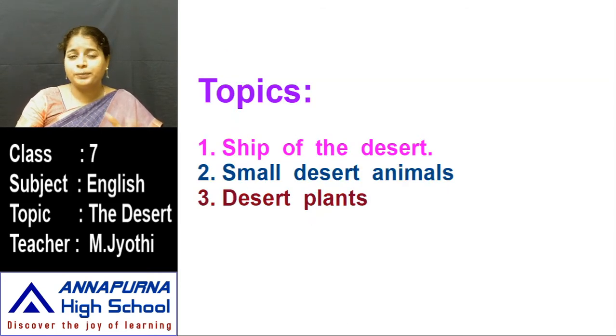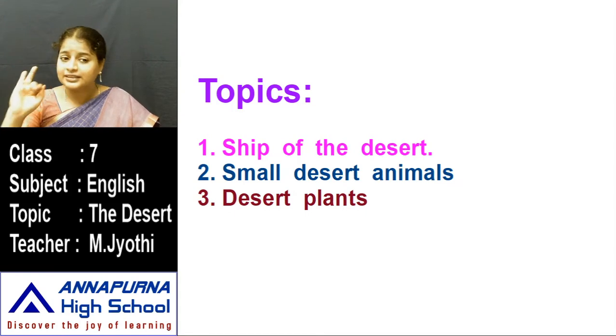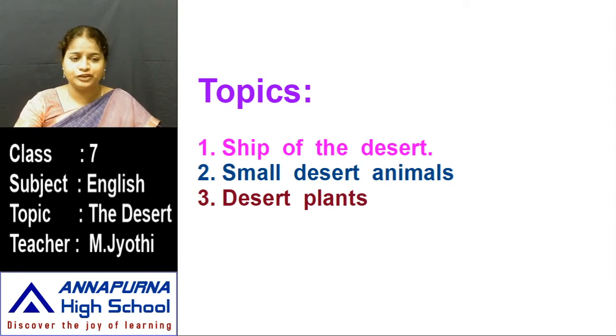So, the important topics we are learning in this lesson, children, are the ship of the desert, small desert animals, and desert plants. We shall learn all these topics in this desert lesson. Tell me, what are the topics you are going to learn? What is called the ship of the desert? Do you know this, children? Yes, in your second class you learned it. Let us see. What are the small desert animals? What are the desert plants?